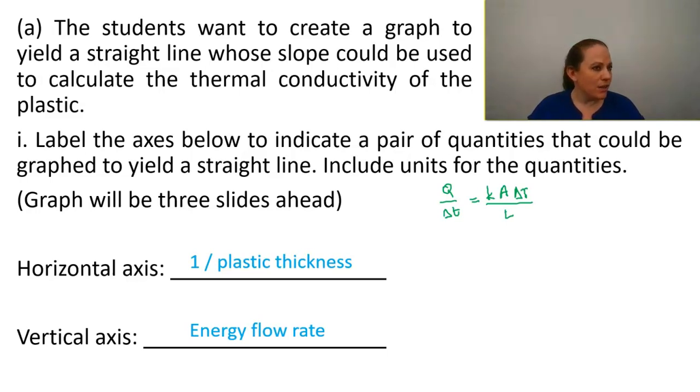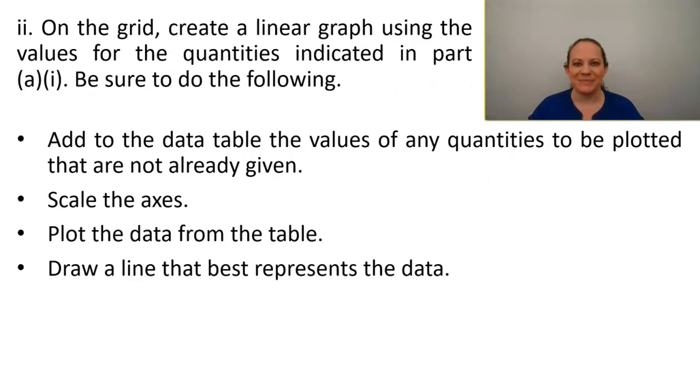Actually, I'm looking here and realizing that the first point actually comes with the graph. So let's move ahead to talk about the graph and the data that we'll need, and then we'll talk about scoring. On the grid, create a linear graph using the values for the quantities indicated in part A1. Be sure to do the following. Add to the data table the values of any quantities to be plotted that are not already given. Scale the axes, plot the data from the table, and draw a line that best represents the data.